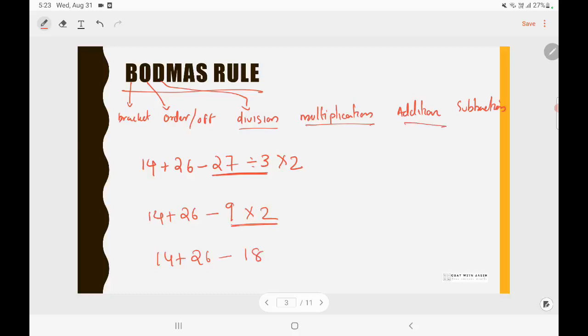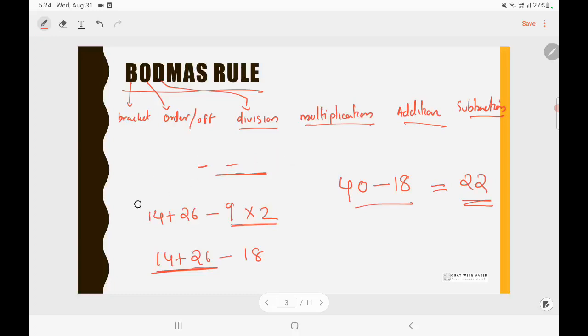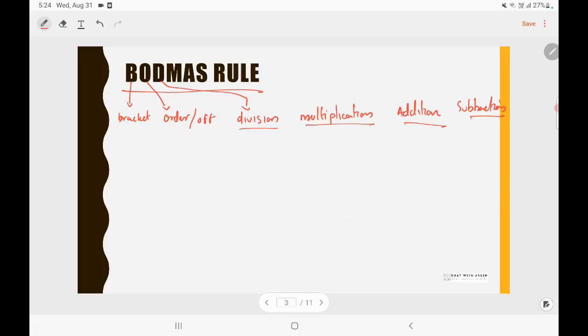Now you need to do the addition part. That is 14 plus 26 is 40. Now 40 minus 18, now you need to do the subtraction. So you will get the answer as 22. So this is the concept of the BODMAS rule. I will do one more example for you, so that you will understand this concept better.